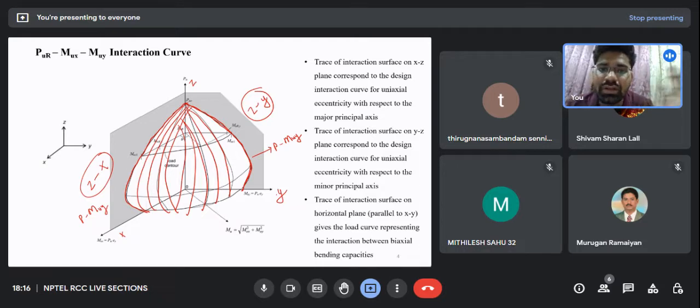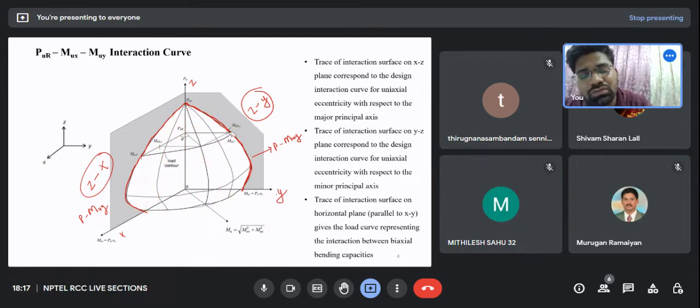What do these curves in between these two planes represent? Biaxial. Yes, now we have both combinations of MUY and MUX. So this was important to understand. Now we have one more plane here. Can you see? This plane is XY.